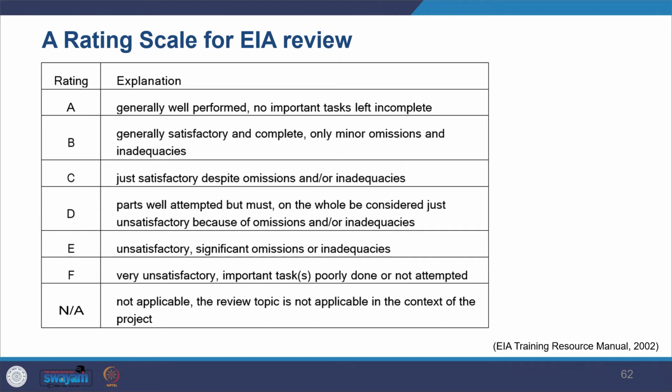Some of them, this is the scaling part which I talked about. You can have A, B, C, D ratings, where reviewers can tick: A, generally well performed, no important task left incomplete. B, generally satisfactory, incomplete only with minor omissions and inadequacy of the report. You can even, as an exercise, look at certain reports and see how well they address all the aspects of EIA.